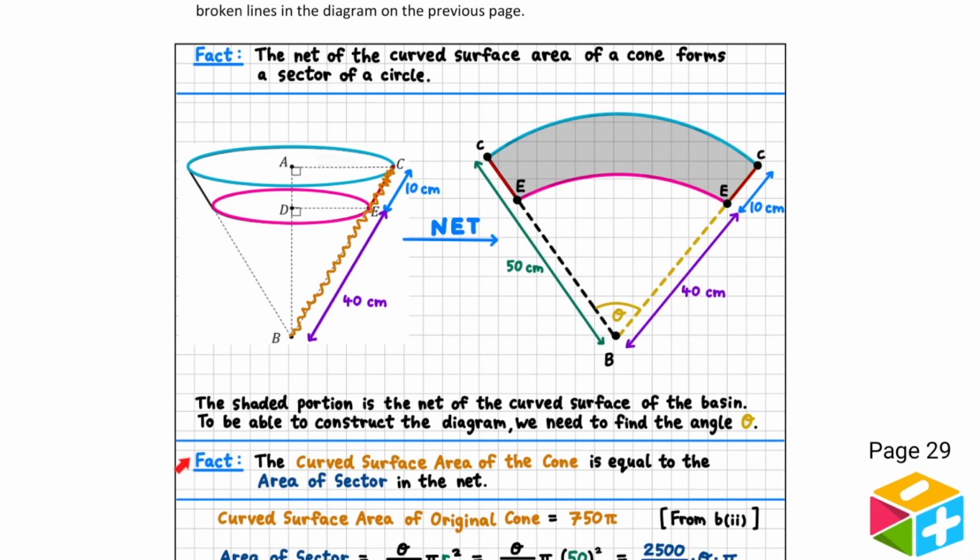A useful fact here is that the curved surface area of the cone will be equal to the area of the sector in the net. I should emphasise that we're looking at the full cone here, not just the grey region for the basin. Well, in the last part of the question, we found the curved surface area of the original cone. It was 750 pi. If we equate this to the area of the sector in our net, this will allow us to solve for theta.